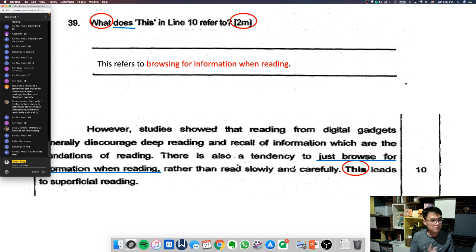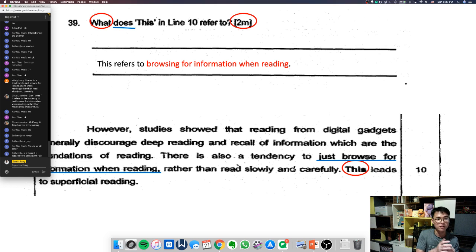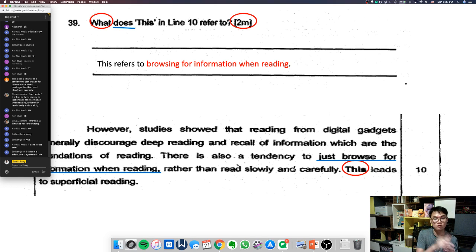Yes, Ziting, your tense is wrong. It refers to. It's actually subject-verb agreement: refers, one puts S, refers. Wonderful. Okay, everybody, subject-verb agreement rule. Very good, Martin. You got that.